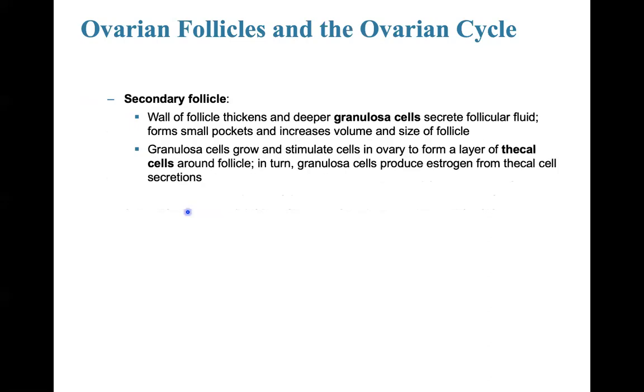The secondary follicle, the wall of the follicle thickens and deeper granulosa cells secrete follicular fluid. This forms small pockets and increases the volume and size of the follicle. Granulosa cells grow and stimulate cells in the ovary to form a layer of thecal cells around the follicle. In turn, granulosa cells produce estrogen from thecal cell secretions.